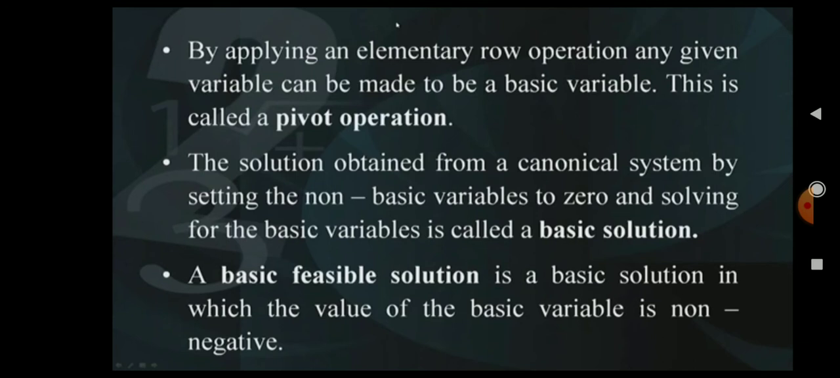Now, by applying an elementary row operation, any given variable can be made a basic variable, and this is called a pivot operation. It will be made clear in the next set of examples.